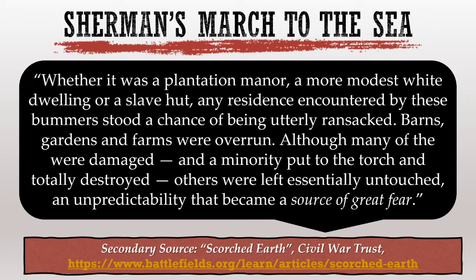And this is from a secondary source called Scorched Earth, though. And it says, whether it was a plantation manor, a more modest white dwelling, or a slave hut, any residents encountered by these bummers, or foragers, stood a chance of being utterly ransacked. So there was a possibility that they could have all their stuff taken from them. Barns, gardens, and farms were overrun, although many of them were damaged and a minority put to the torch and totally destroyed. Others were left essentially untouched, an unpredictability that became a great source of fear.